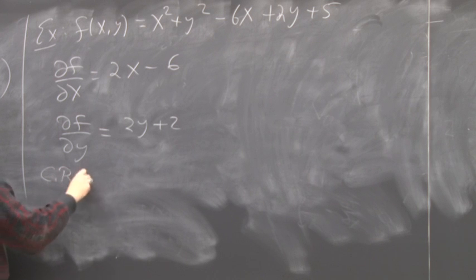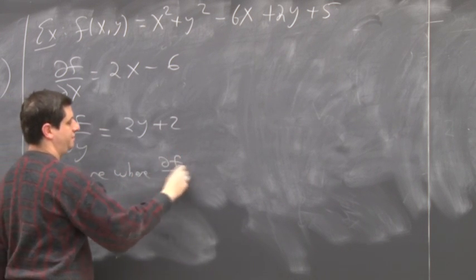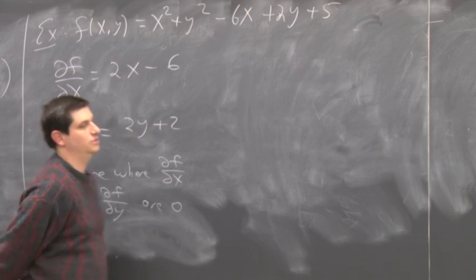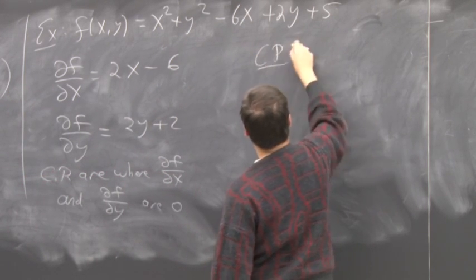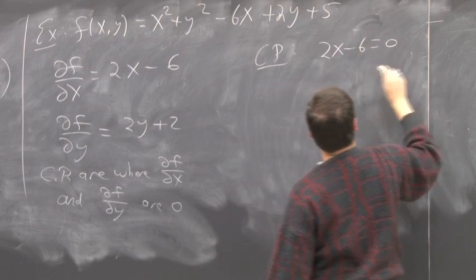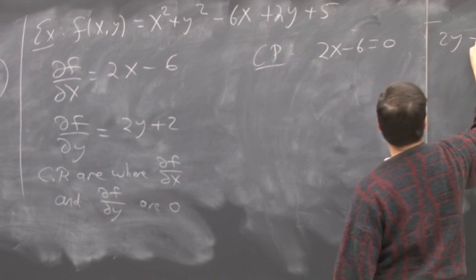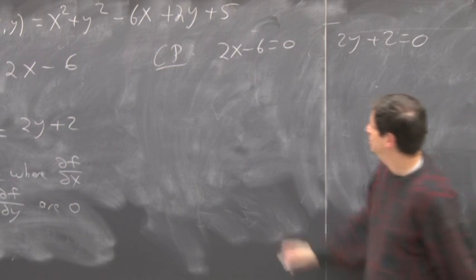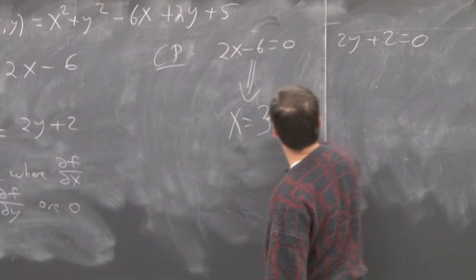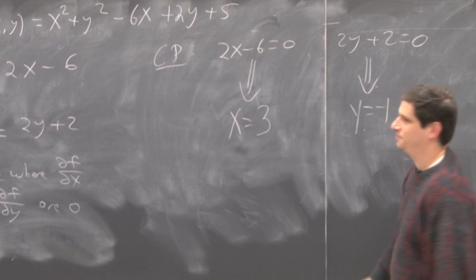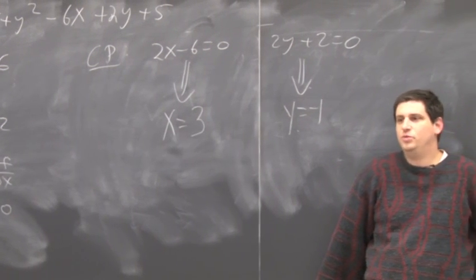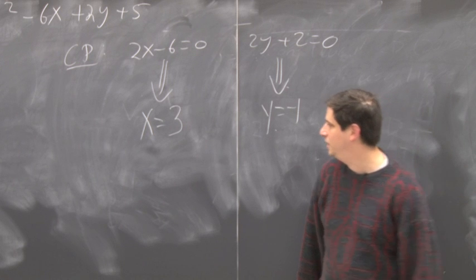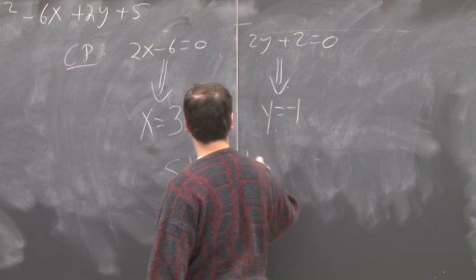So critical points are where df/dx and df/dy are 0. All right? So critical points, we have 2x minus 6 equals 0, and we have 2y plus 2 equals 0. Using my years of algebra experience, I am able to go from here to x equals 3 and y equals minus 1. Right? This one here is, of course, ridiculously easy because one equation only involves x, one equation only involves y. This is not the typical case. But we get the solution. The solution is the point (3, 1).